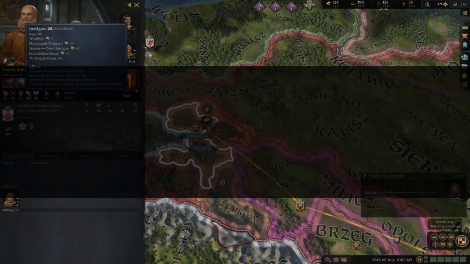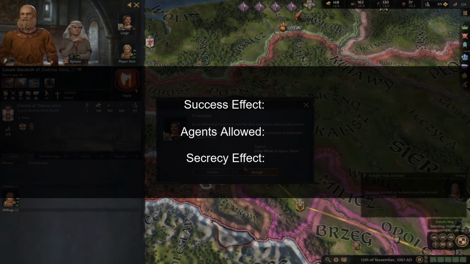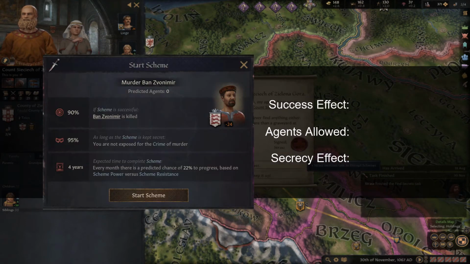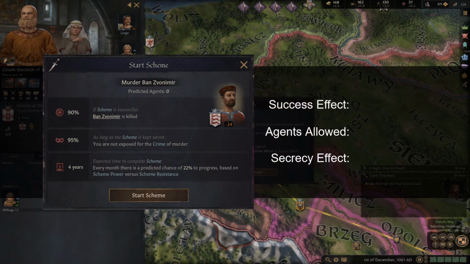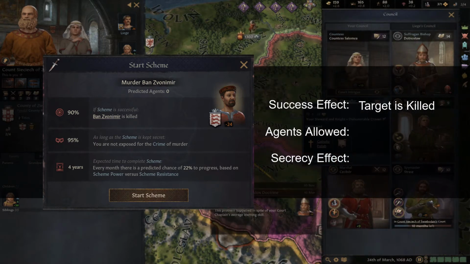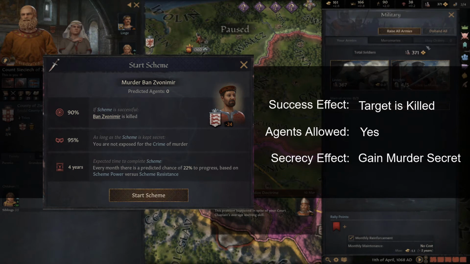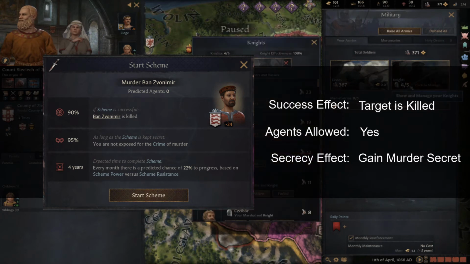For each scheme, we'll look at the success effect, whether or not you can have agents, and the effect keeping it secret has. First, we'll start with murder. All characters have the ability to plot and kill a target, and naturally, upon success, your target is killed. You may have agents in this plot, and if kept secret, you will receive a murder secret, which can result in another character blackmailing you for a hook, given they've discovered your dirty misdeed.